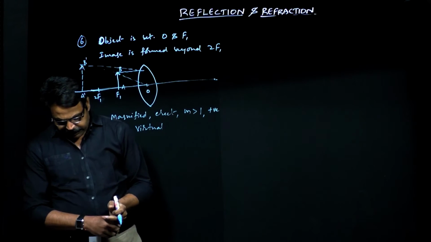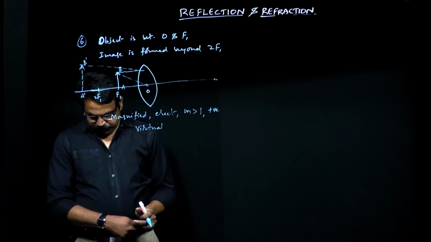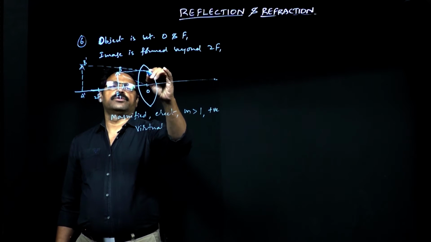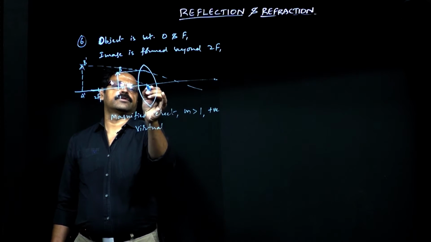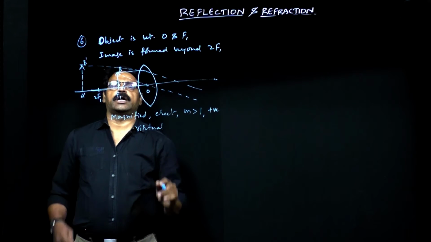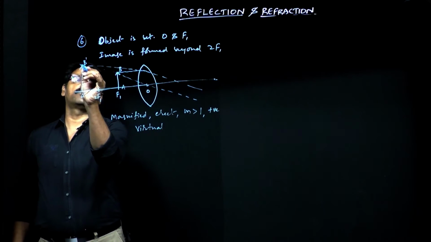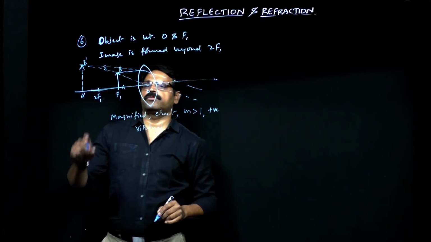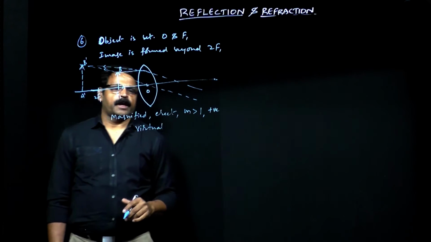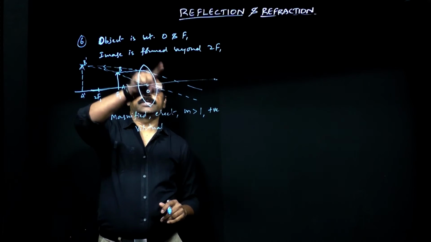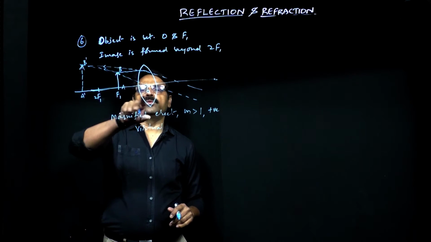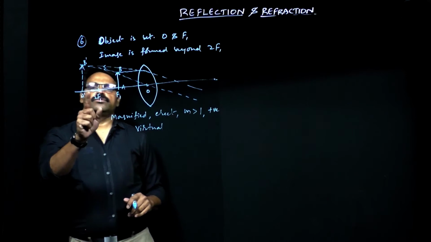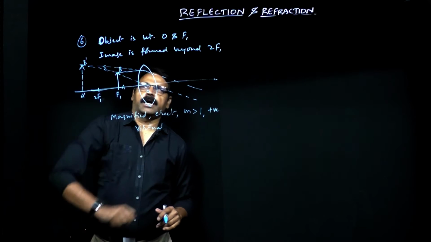Here you need to draw it in this manner. So this is how you can take it. Of course this ray is going somewhere here, that ray is going somewhere here, that doesn't matter. Our focus is that the image is formed somewhere here. So this is how you can look at the image formation when the object is between F and O. The image is formed on the same side, beyond 2F1, and it is magnified.